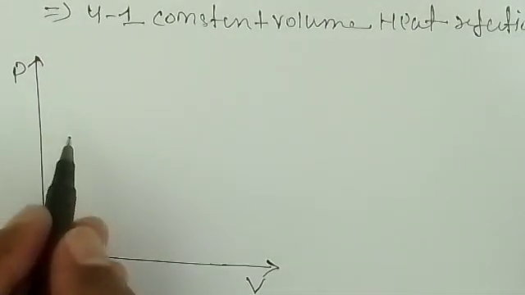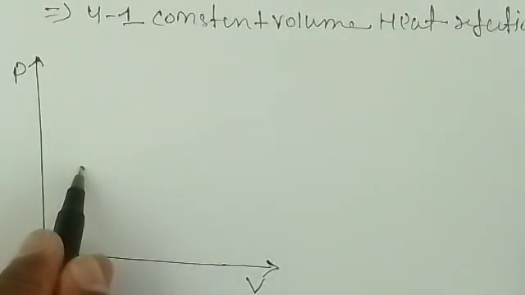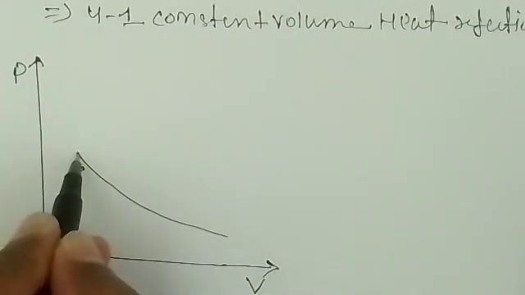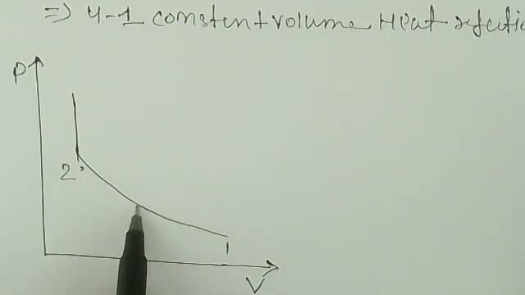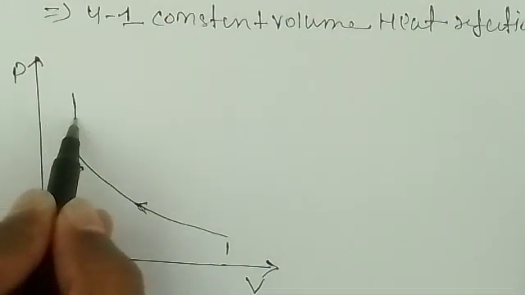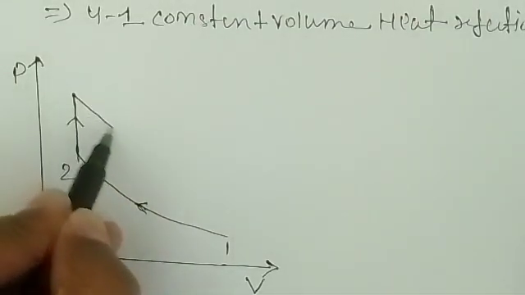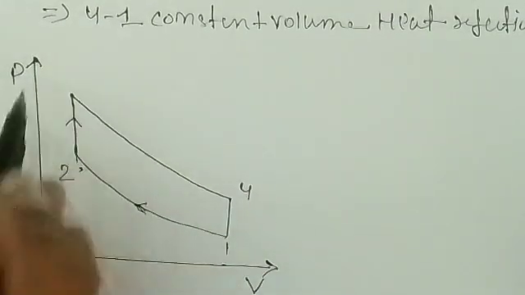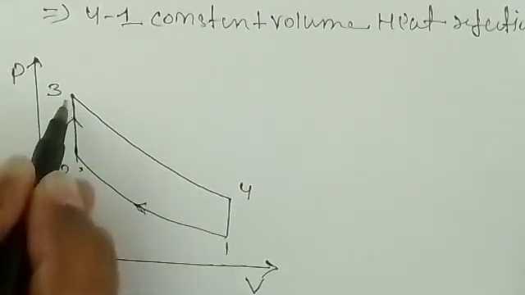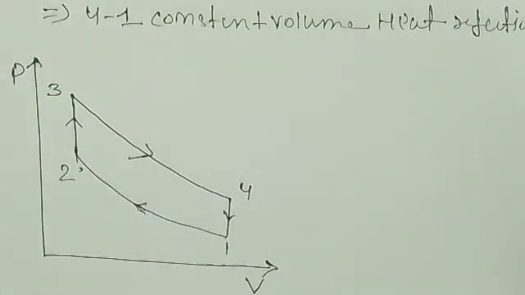First, we have adiabatic compression. This is 1 to 2, adiabatic compression, with the arrow going up. Then 2 to 3, heat is supplied at constant volume. Again 3 to 4 is adiabatic expansion, and 4 to 1 heat is rejected. So 1 to 2 adiabatic compression, 2 to 3 constant volume heat supplied, 3 to 4 adiabatic expansion, and 4 to 1 heat rejection at constant volume.